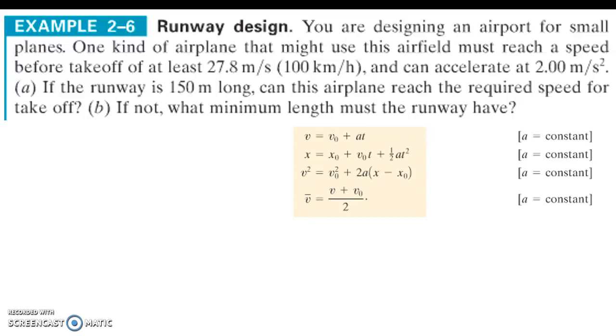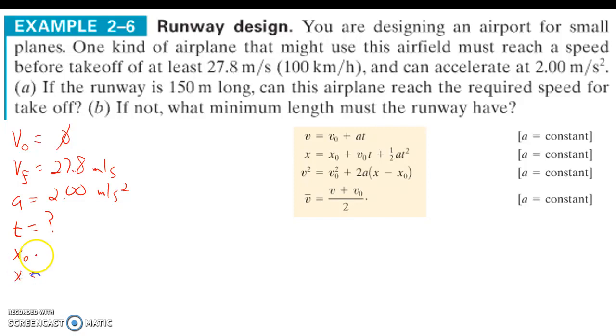So let's think about everything we know. Let's just start writing it down. All right, so we got initial velocity. If the airplane's taking off, that is going to be 0. Our minimum final velocity is going to be 27.8 meters per second. Our acceleration is going to be 2.0 meters per second squared. I don't see time anywhere when I read this. And then our distance, initial position and final position.